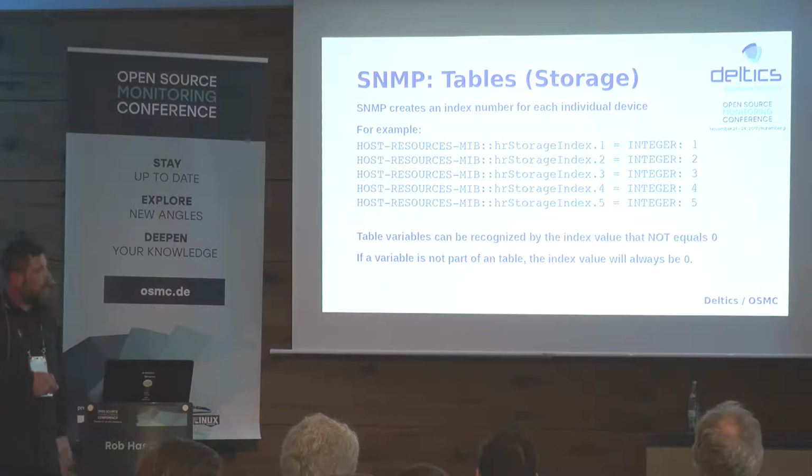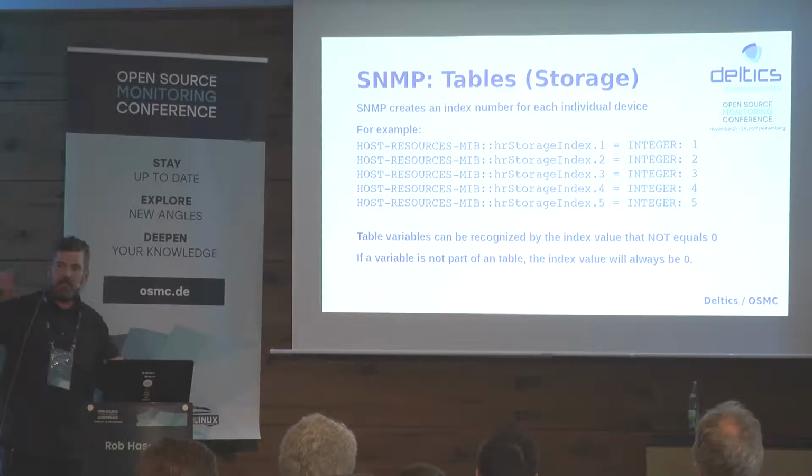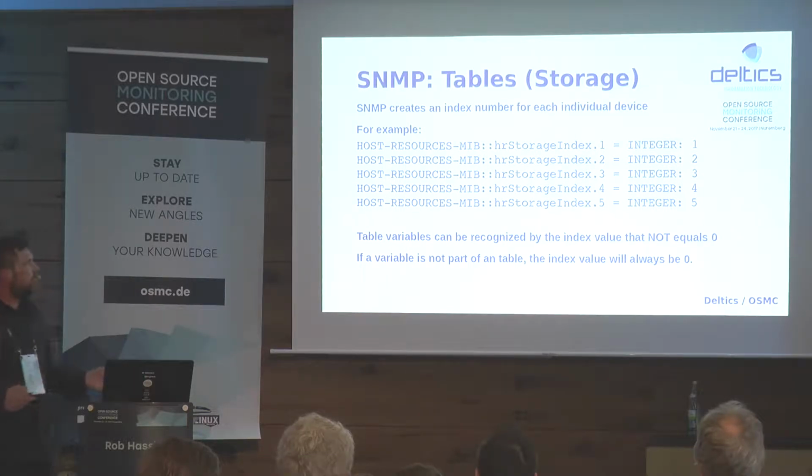One thing you have to notice is that it never ends with a 0, because it's a table. It always ends with the index number, and in the example where we ask for the system uptime, it ends with a null, 0. So this 0 indicates that it's just one single piece of information, and with a number at the end, it indicates that it's a table.